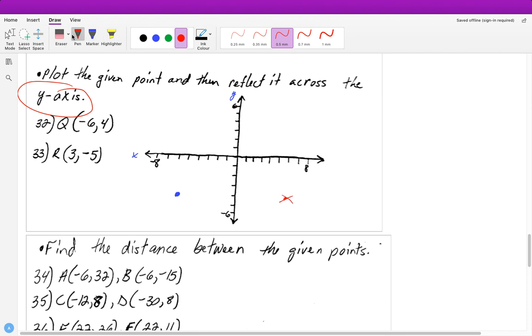It won't be over here because this is being reflected across the x-axis. It won't be here because this is being reflected across both the x and the y-axis. So our only point will be going across the other side of our y. So it'll then be 1, 2, 3, 4, 5, 6.